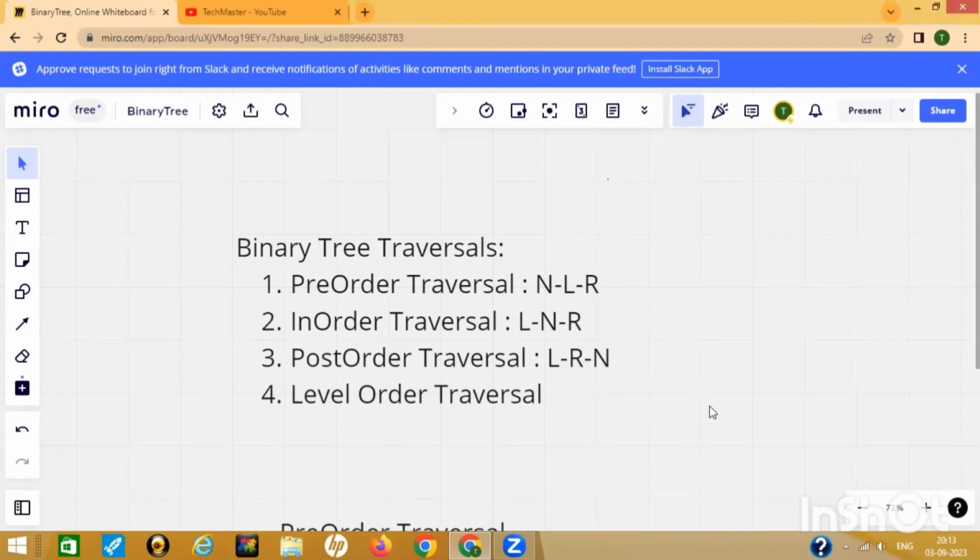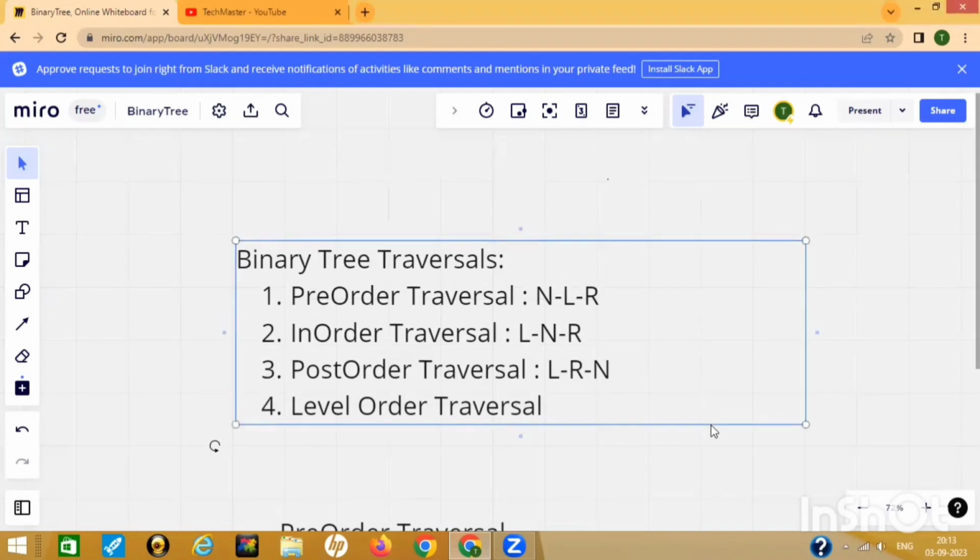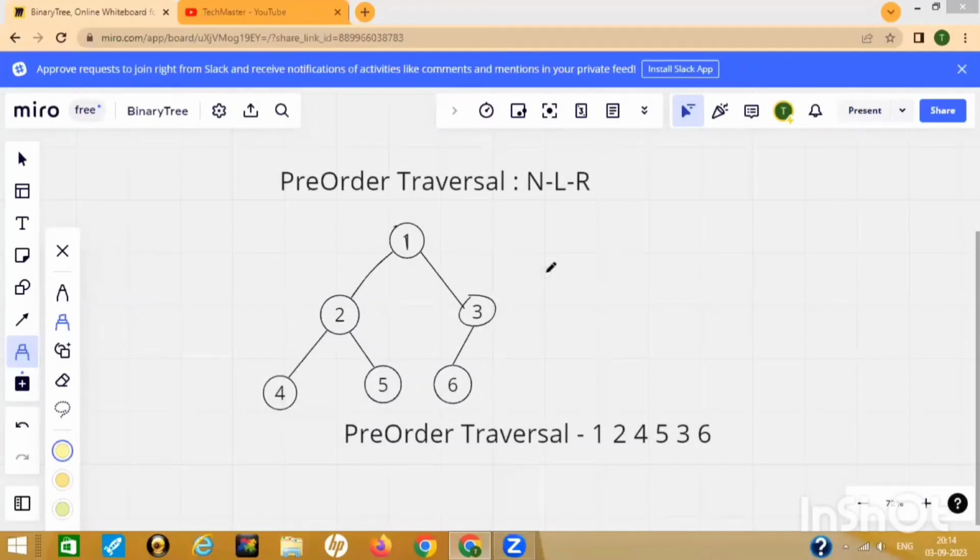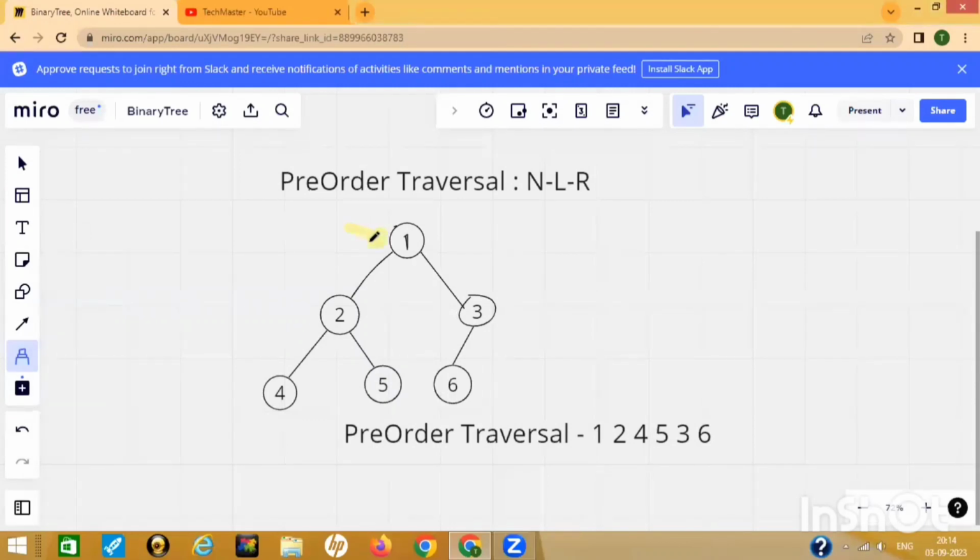So let's talk about pre-order traversal. In pre-order traversal, first we visit the node, then we visit the left side of the node, and then we visit the right side of the node. So let's see how pre-order traversal will work on this tree. We will start with the root node. One is the root node, and we are starting the traversal here. Like it's already mentioned, node, left, right. So first we will visit the node one. So node one is visited.